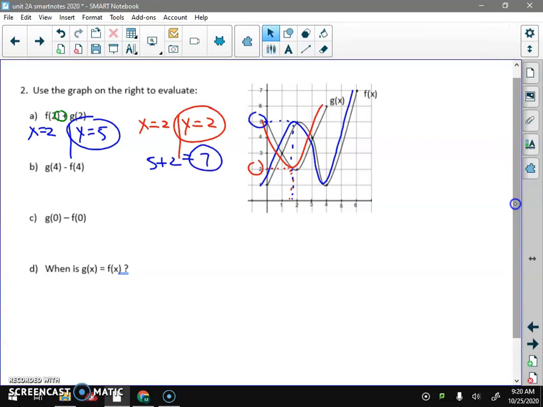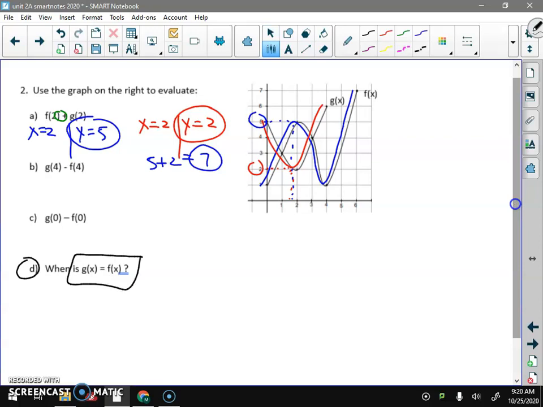The only other thing we're going to do, I think you got that, is number 4, letter D. When is G of X equal F of X? What does that mean? Where do the graphs cross? I would say they cross right there, and they cross right there. At those 2 points, we can say it either way. I'm going to say it as a point at 1, 3, because that's over 1 and up 3. They are equal where they cross.